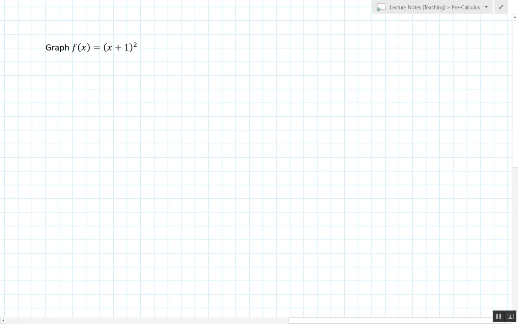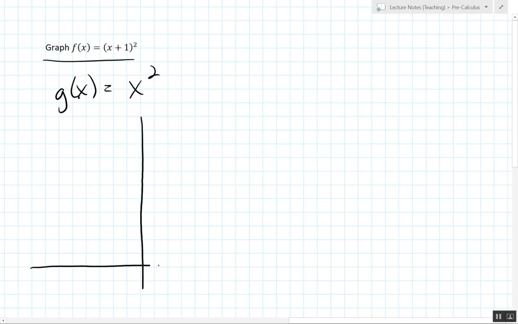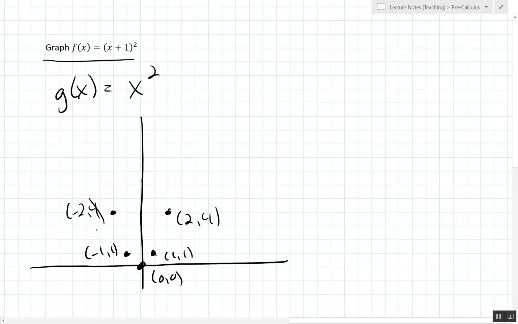So I have f of x equals x plus 1 all squared. So again, we're going to take a preliminary graph, g of x equals x squared. And so again, this is going to be in quadrant 1 and quadrant 2. We'll have 0, 0 here, 1, 1 here, and let's say 2, 4 here. That'll be good enough for our purposes. And then we'll have negative 1, 1, and negative 2, 4, and then we graph everything.